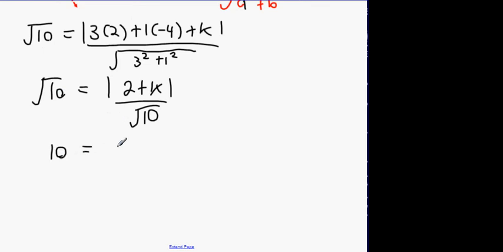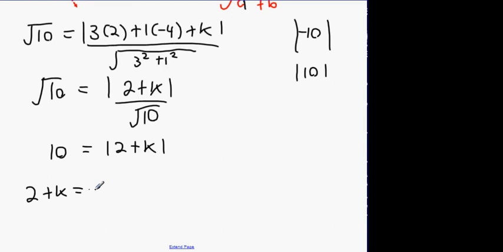Now there's two ways of doing this and I'd like you to know how to do it both ways. First way of doing it is really simple. Remember what we said about modulus signs. The modulus of minus 10 is 10. The modulus of 10 is also 10. So there's two different ways of looking at this. 2 plus k could be minus 10, or 2 plus k could be plus 10. k therefore could be minus 12, or k could be 8.